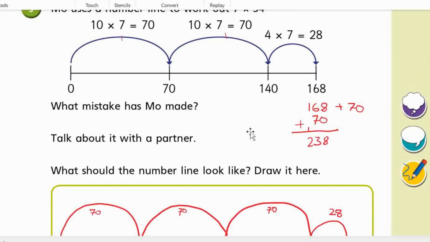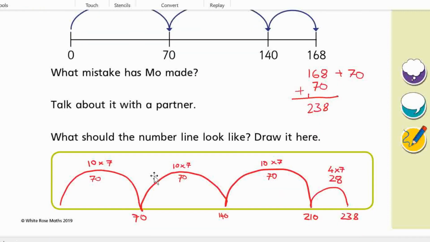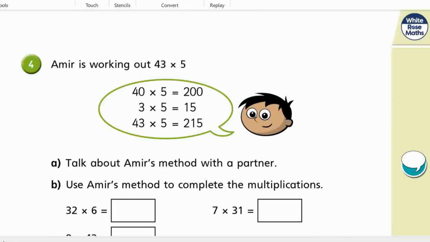Okay, so that's what the number line should look like. Of course, I suppose they also want us to put 10 times 7 here each time, and then at the end, we do our 4 times 7. Okay, so that's what it should look like. It's the same, just with an extra jump of 10 times 7.